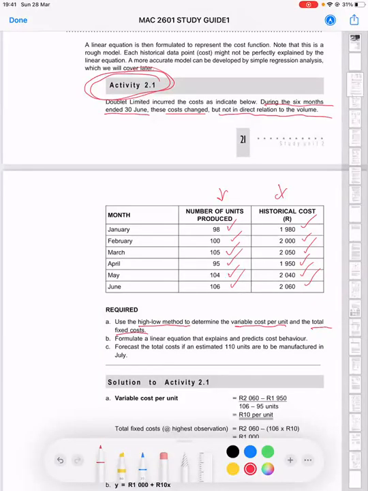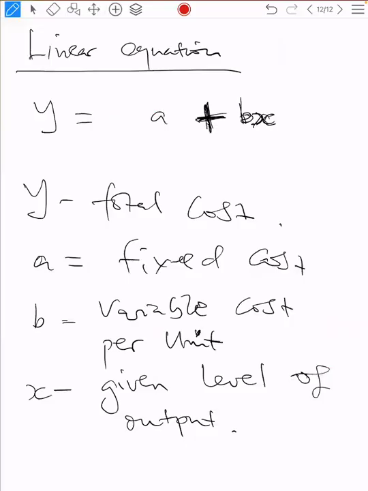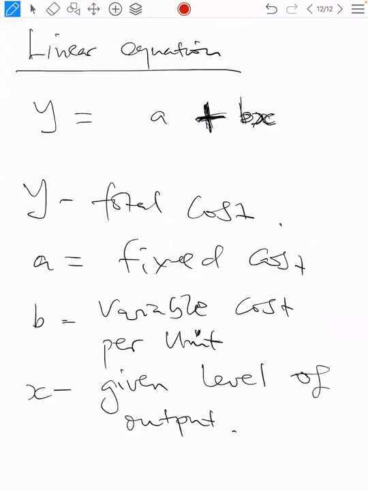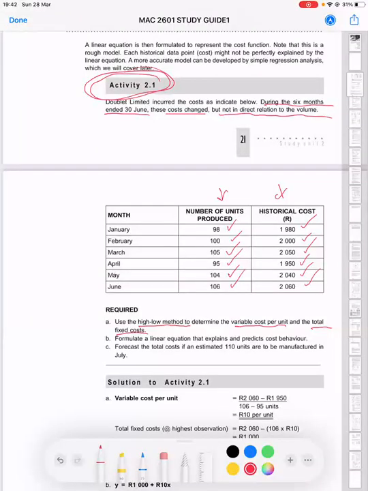Before you can calculate your variable cost per unit and stuff like that, what do we have to determine? Identify the highest level of output and the lowest level of output. Yes, before you calculate. Output is measured in units. Which one is the highest level of output and which one is the lowest level of output? 106 is the highest, 95 is the lowest.